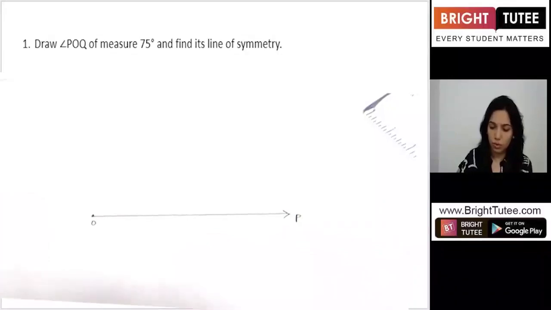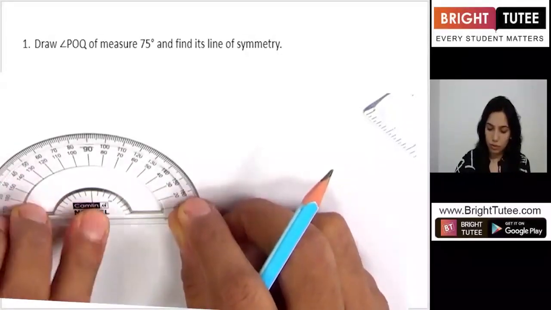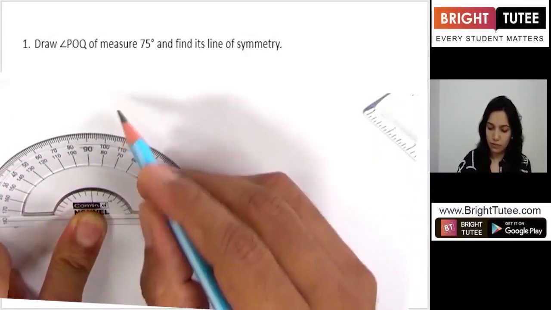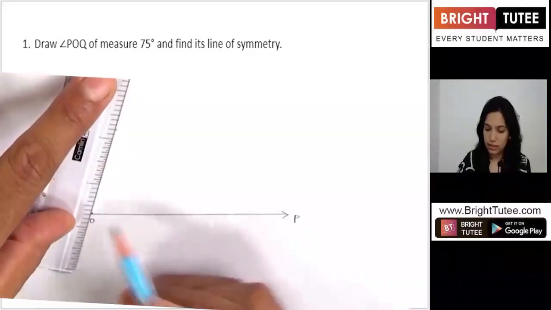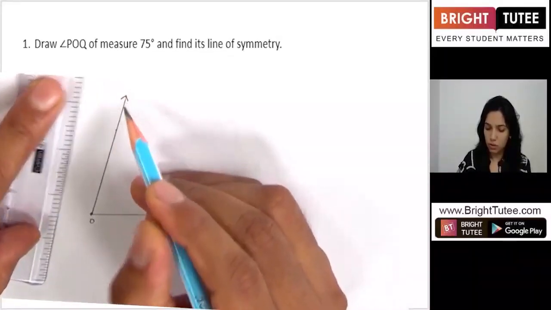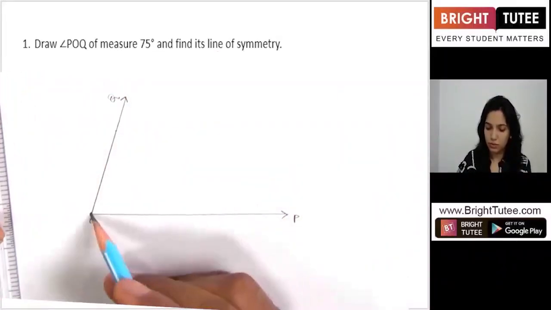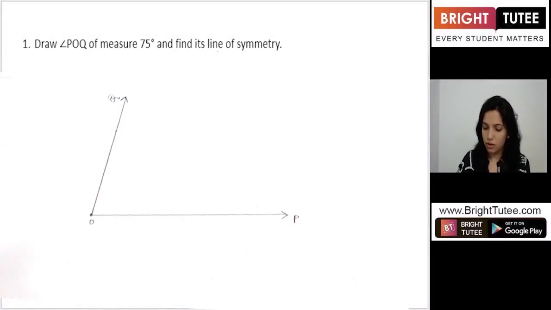I think it's too small. Using the protractor, make an angle of 75 degrees. Okay, say this is 75 degrees. Let's say this is P here, O here, and Q here. Okay, so you have used a protractor in order to draw this angle. Now they want you to draw a line of symmetry to it. That means they want you to draw the angle bisector of this.